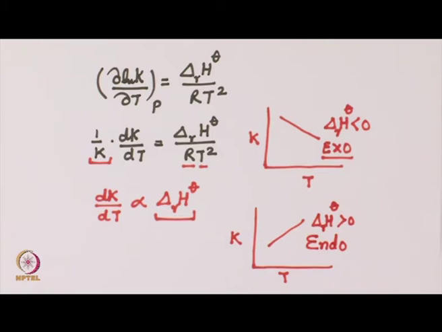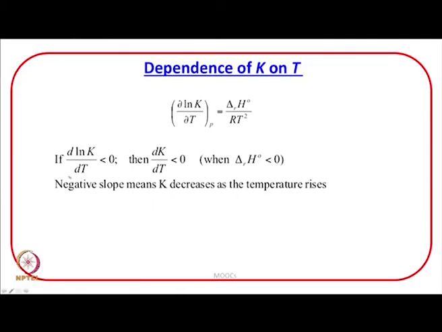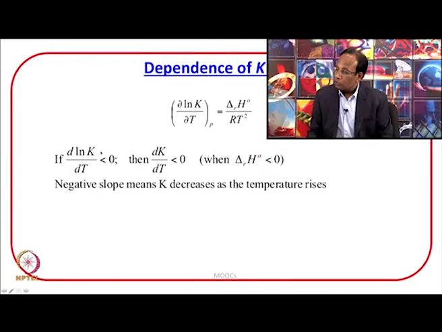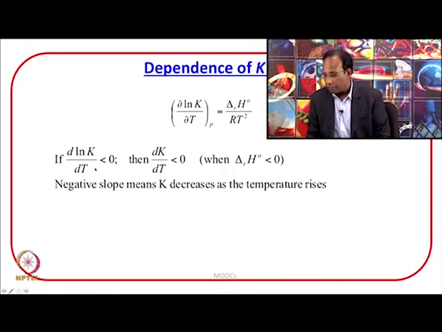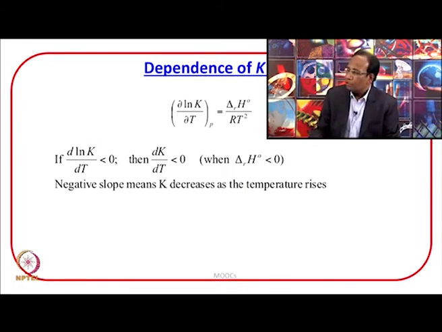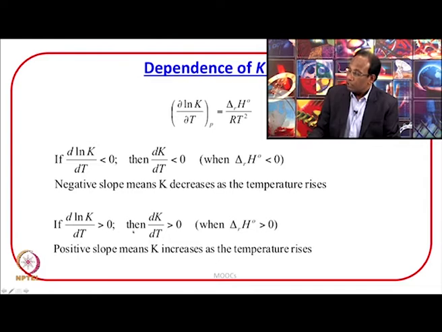Let us go to the slide. This is what I discussed, that if d log K by dT or dK by dT, whatever way you want to consider, is less than 0, that means this is true for exothermic reaction. As you can see from this, negative slope means K decreases as the temperature rises. On the other hand, if the plot of dK by dT gives a positive slope, that means the reaction is endothermic, and positive slope means K increases as the temperature rises. And that's what I discussed in the beginning, that these observations are in accordance with the Le Chatelier principle.